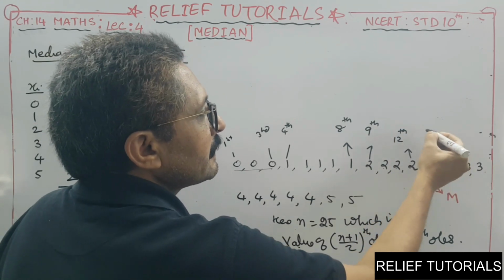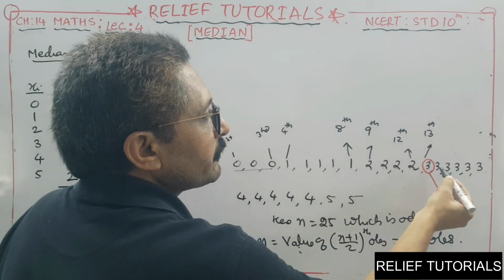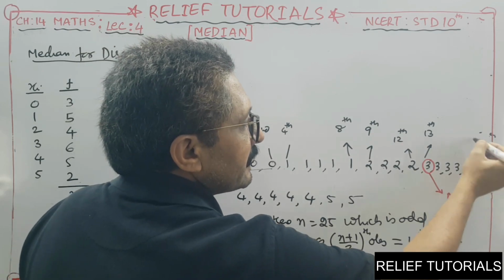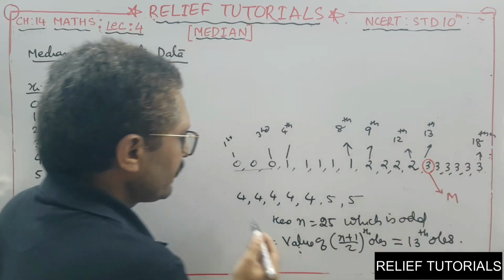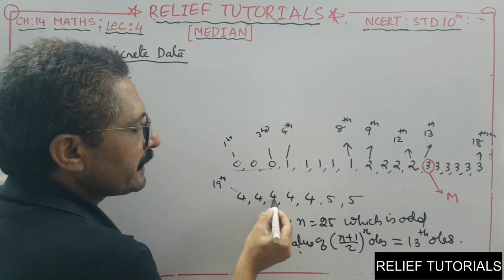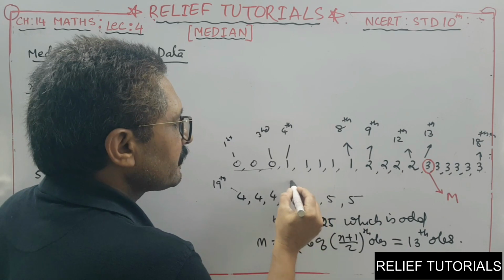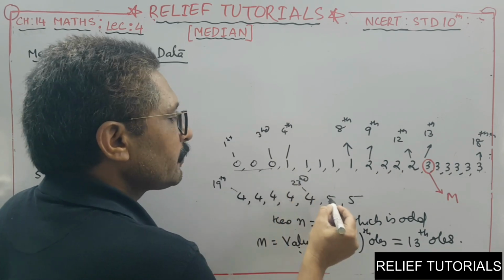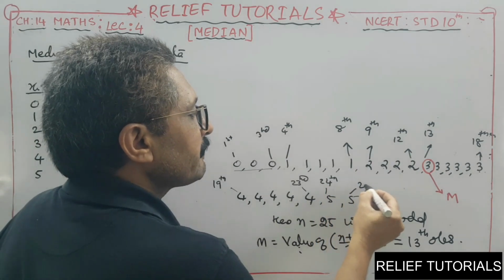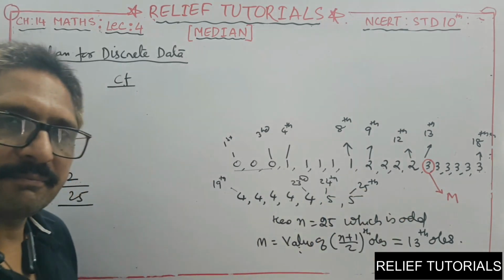This is 13th, 14th, 15th, 16th, 17th, 18th, 19th, 20, 21, 22, 23rd, 24th, and this is 25th observation.